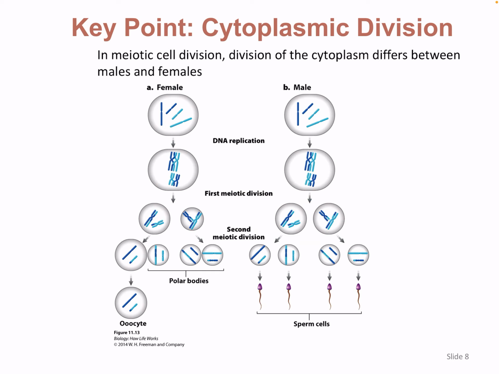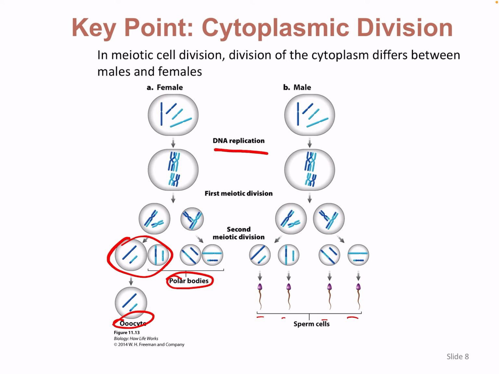So in meiotic cell division, division of the cytoplasm differs between males and females. In males, we have our 4 haploids that all become sperm cells, whereas in females, only one of them becomes the oocyte, and the others become the polar bodies, which help support the oocyte develop.